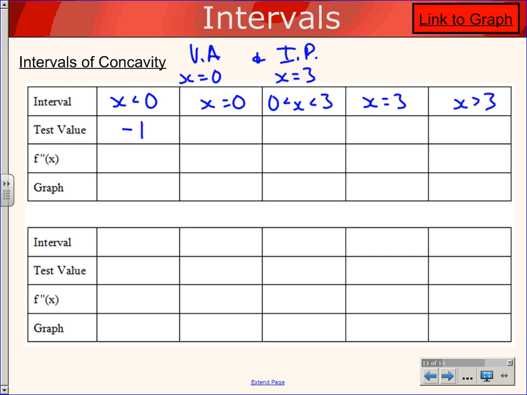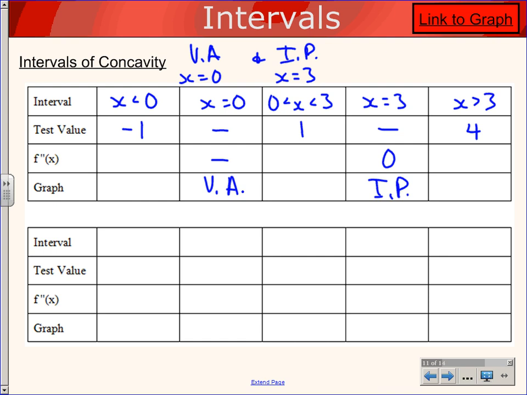Test values can be similar. There's nothing going on here, right? This was our vertical asymptote. Second derivative was 0 there because we have an inflection point. Test value there could be a 1. Test value there could be a 4.